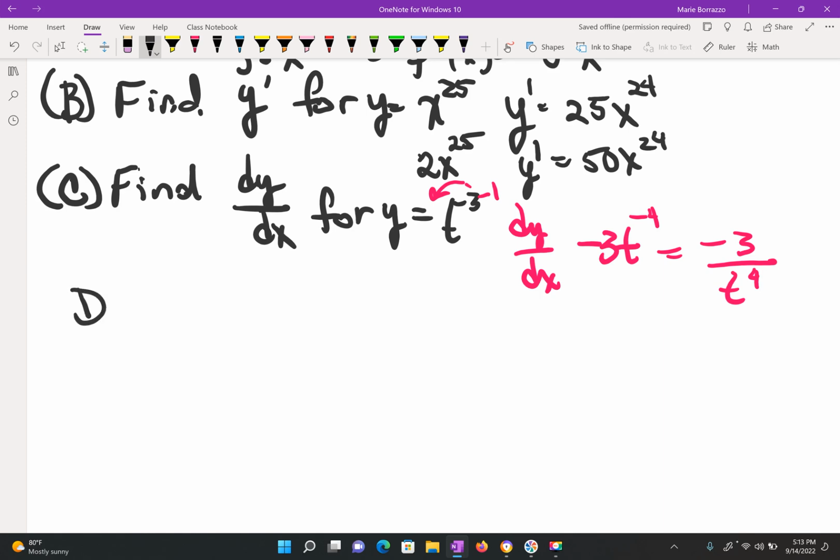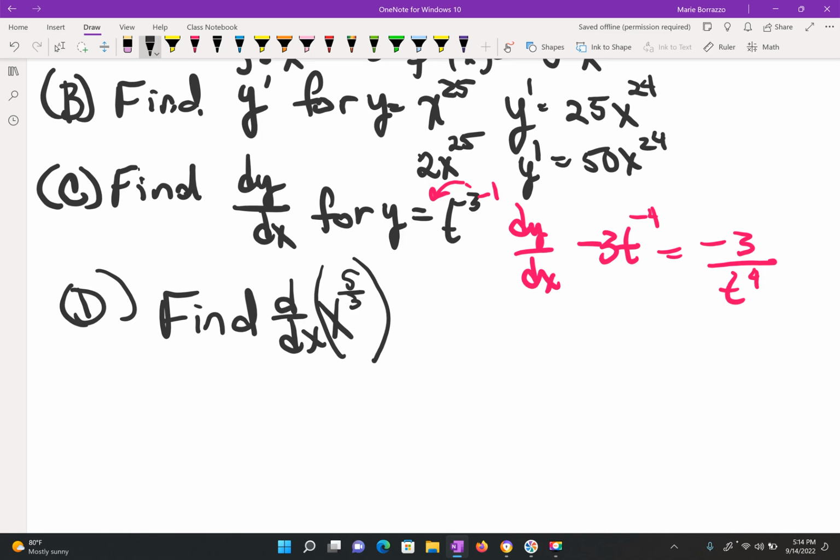Okay, part D, another example, very simple. It says find d over dx given x to the 5/3. So it might be confusing because it looks like those two are attached, but they're not. Okay, so when you answer that question, your solution is going to become d over dx is equal to 5 over 3 x to the 2/3. Remember, we subtract an exponent.